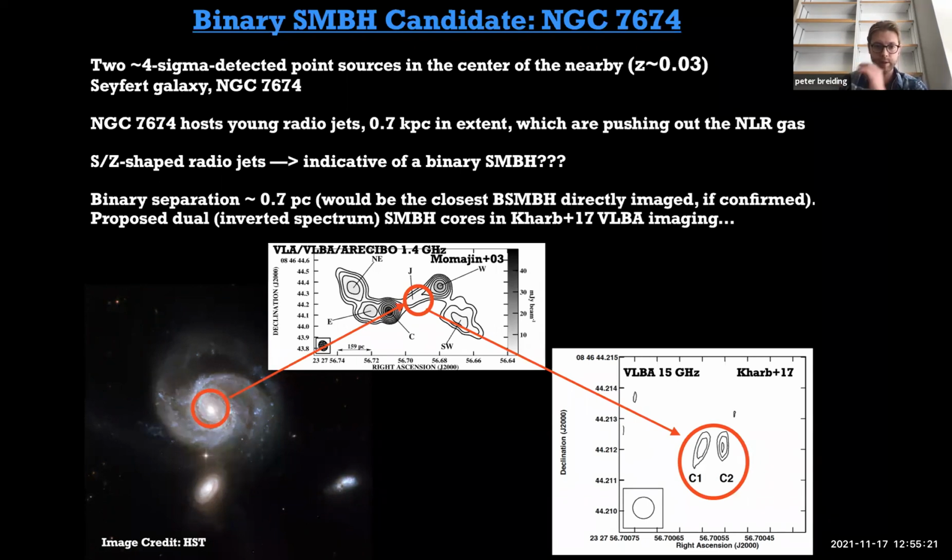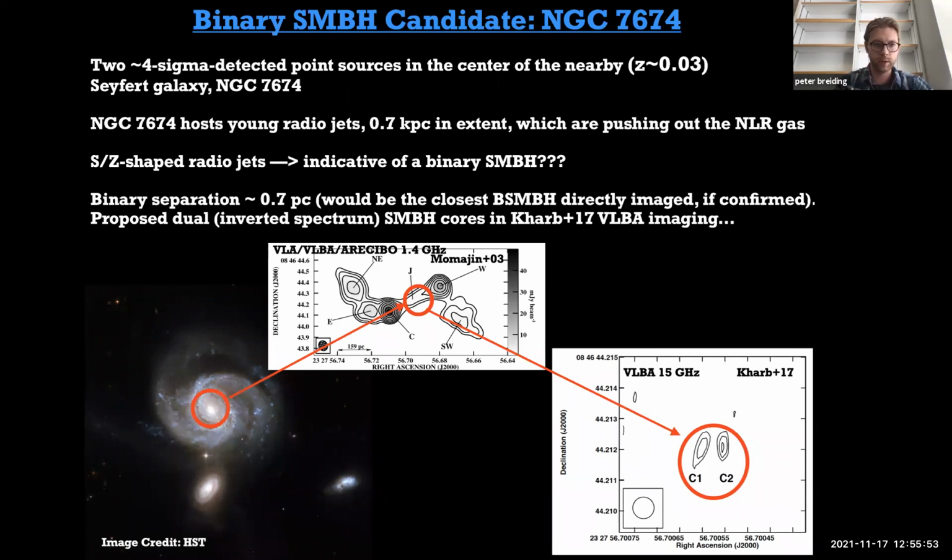The interesting thing about this type of jet is the S or Z shape could be induced by a binary supermassive black hole, where you have a jet precession due to the binary, and that can lead to that type of morphology. So back in 2017, Carbadal presented a Ku band 15 gigahertz VLBA observation where they supposedly detected 2 radio cores of this binary, and there are 2 inverted spectrum cores based on a non-detection at lower frequency.